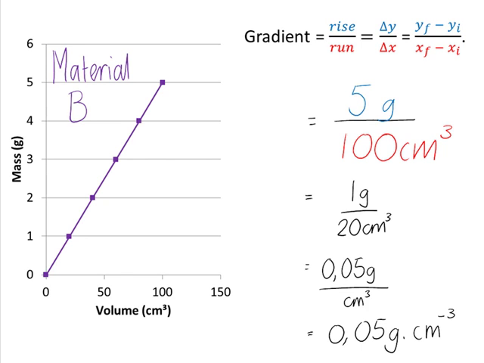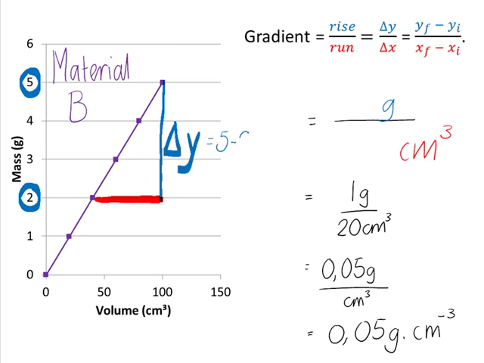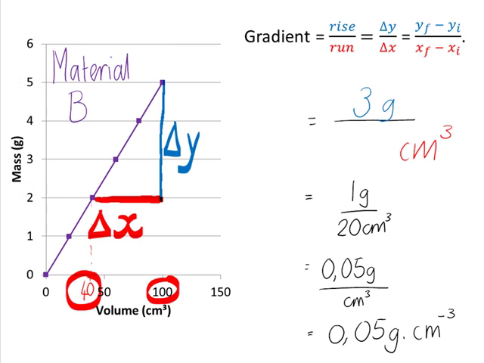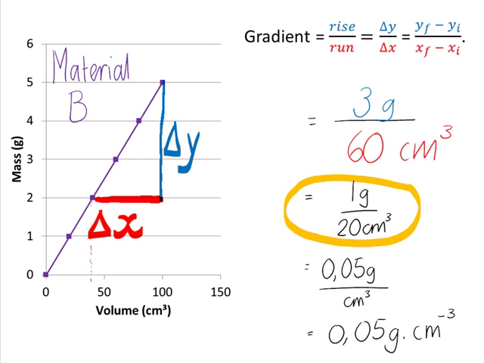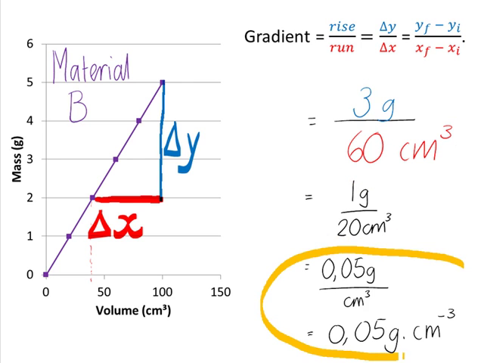Just want to quickly demonstrate that you don't have to take that biggest triangle. Any triangle within that graph will give you the same value because it's a straight line, so the slope is the same all the time. So let's take the smaller triangle over here for material B. Rise now is 5 minus 2 grams equals 3 grams. Run is 100 minus 40 centimeters cubed, 60 centimeters cubed. So we now have 3 grams per 60 centimeters cubed, which is 1 gram per 20 centimeters cubed. Again, 0.05 grams per centimeter cubed.